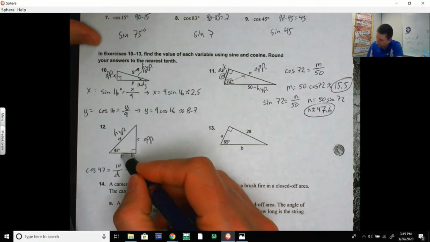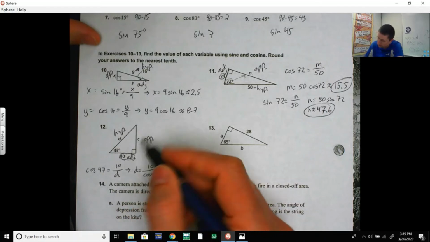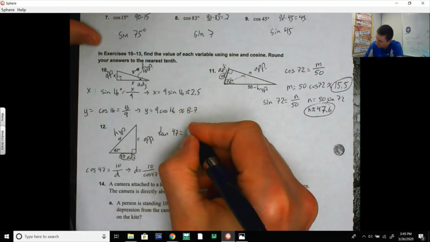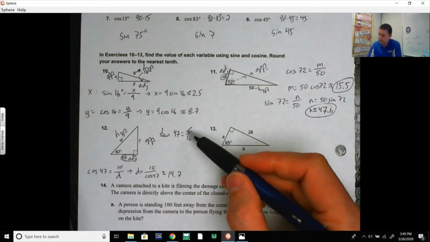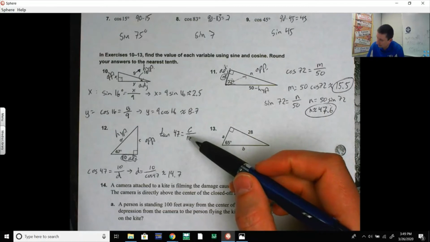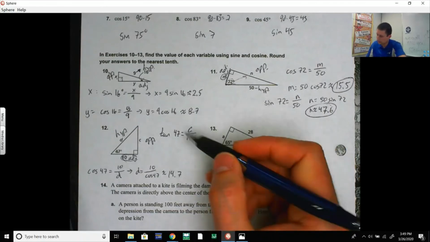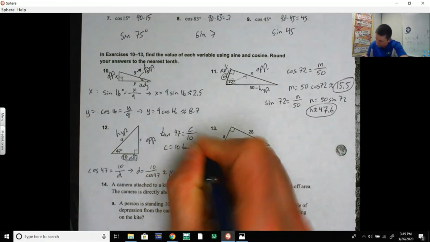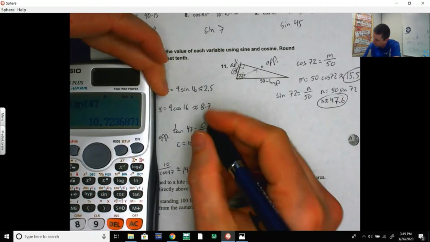So if I have the adjacent, and I want the opposite and adjacent, that relationship is tangent. So the tangent of 47 is opposite C over adjacent 10. So in order to find C, would you take 10 times the tangent of 47, or 10 divided by the tangent of 47? Well, you'd have to multiply the 10 over. So C is 10 times the tangent of 47. About 10.7.